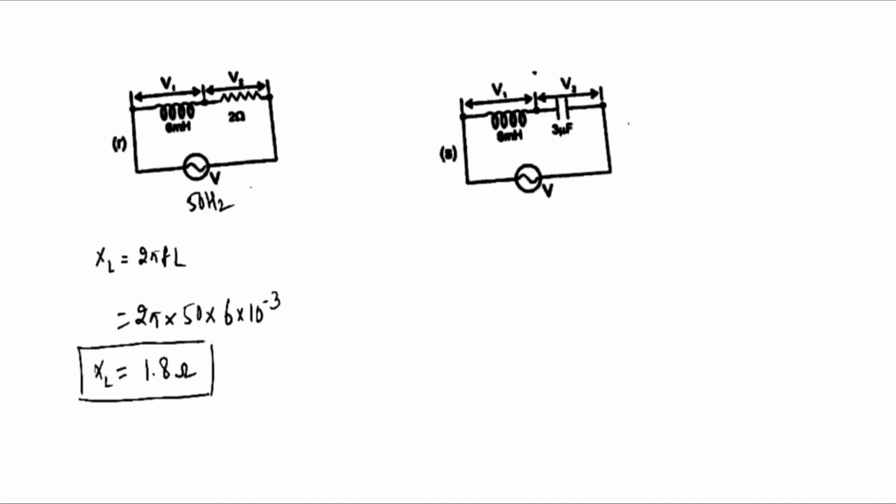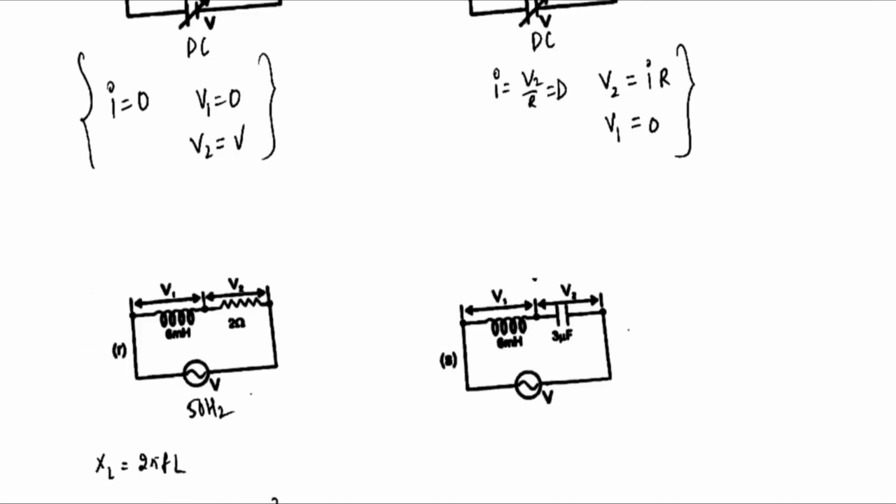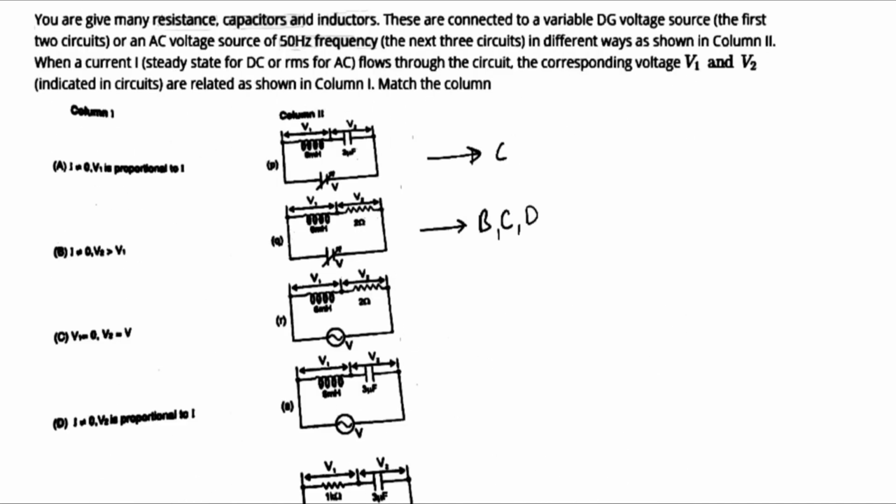1.8 ohm is the reactance, and that is less than the value of resistance of the resistor. So in that condition the potential drop across the inductor V1 will be equal to I XL, and V2 is IR. As we know that the resistance is greater than XL, we will get V2 is greater than V1, and the current is not equal to 0.